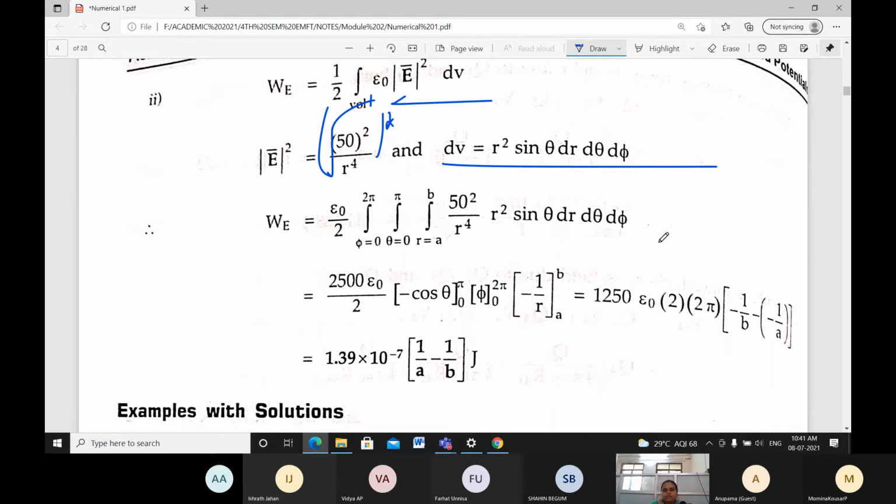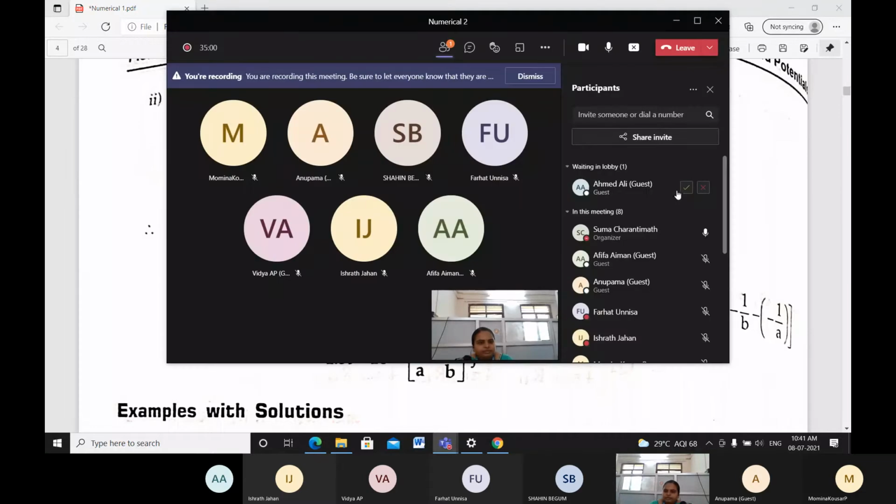Then go for the integration. R square, here R square only remains, so 50 square divided by r square remaining. Go with the integration, then for sine you will be getting minus cos theta, varying from 0 to pi. Here we don't have any pi, only d pi is there, so it will be getting pi, where the limit is going to change from 0 to 2 pi. Then with respect to r, if I integrate, you will be getting minus 1 by r, where the limit is a to b.